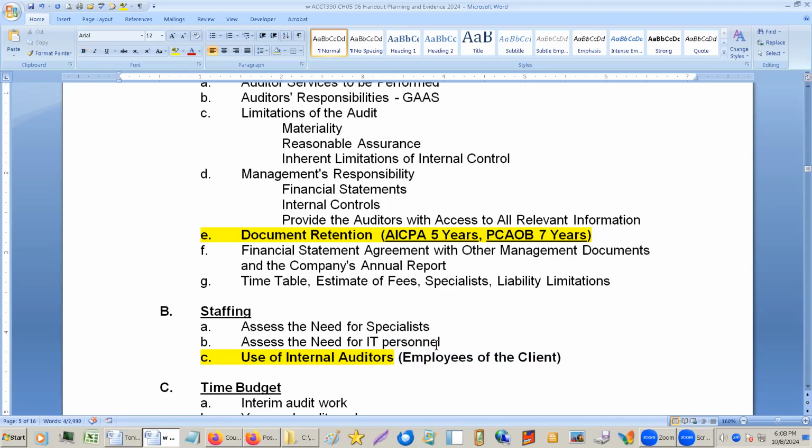So it isn't that you never use anyone from the client. Now, if you're using the client's employees, the employees cannot do anything that has to do with judgment. So they would give me stuff to do tests on. One of the things was pensions.